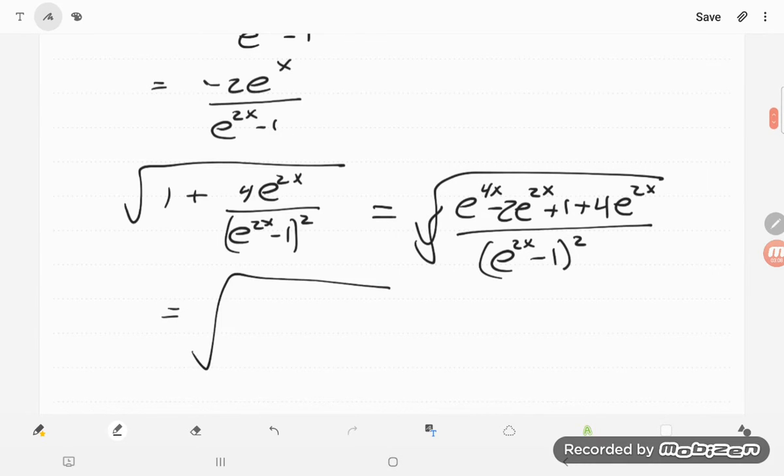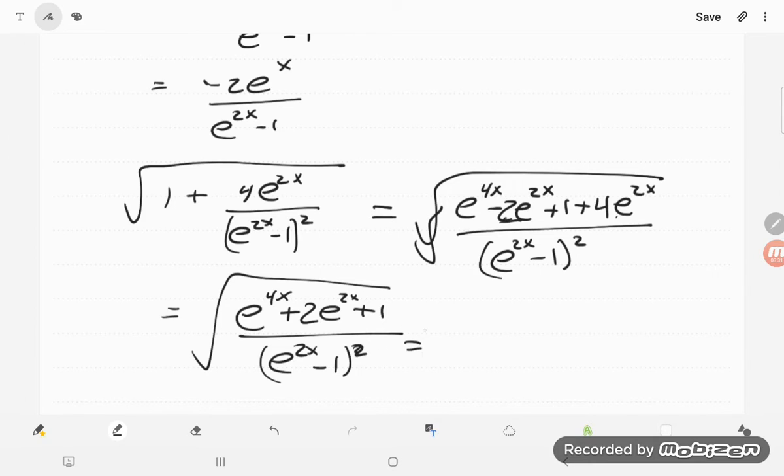So simplifying the top, the 2e to the 2x, the negative that plus that, so we get e to the 4x plus 2e to the 2x plus 1 over (e to the 2x minus 1) squared. But that thing on the top is a perfect square, I guess. So that's (e to the 2x plus 1) squared over (e to the 2x minus 1) squared.